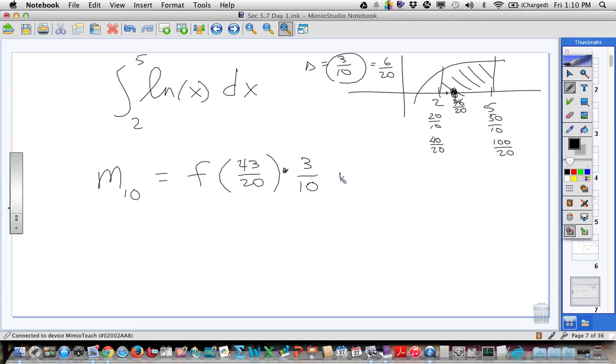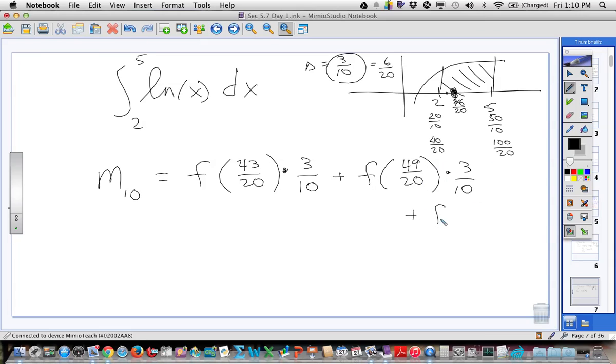All right, so now this is always kind of tricky. What's the next one? It's got to be 49/20. That's right, because you have to add one width. Remember, when you go from the middle of this to the middle of the next one, that's a full width over, which is 3/10 or 6/20. So that next one's going to be 49/20.